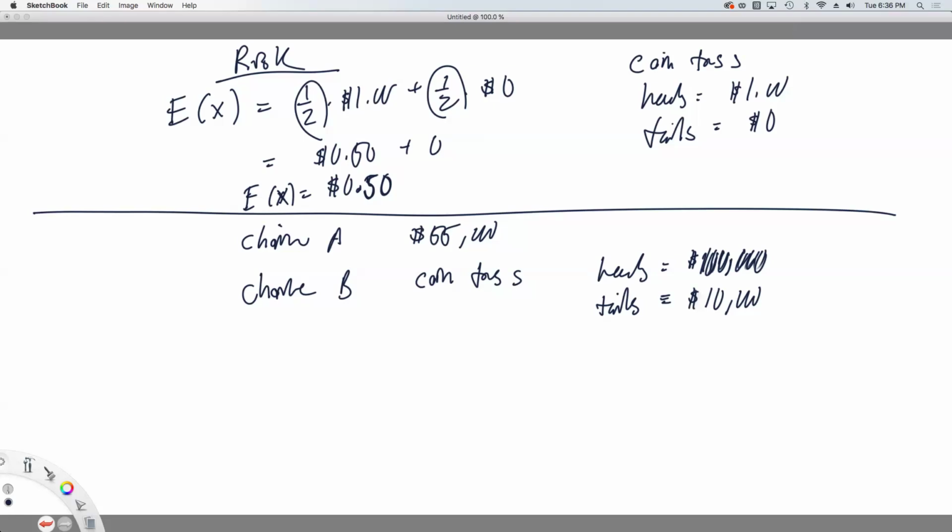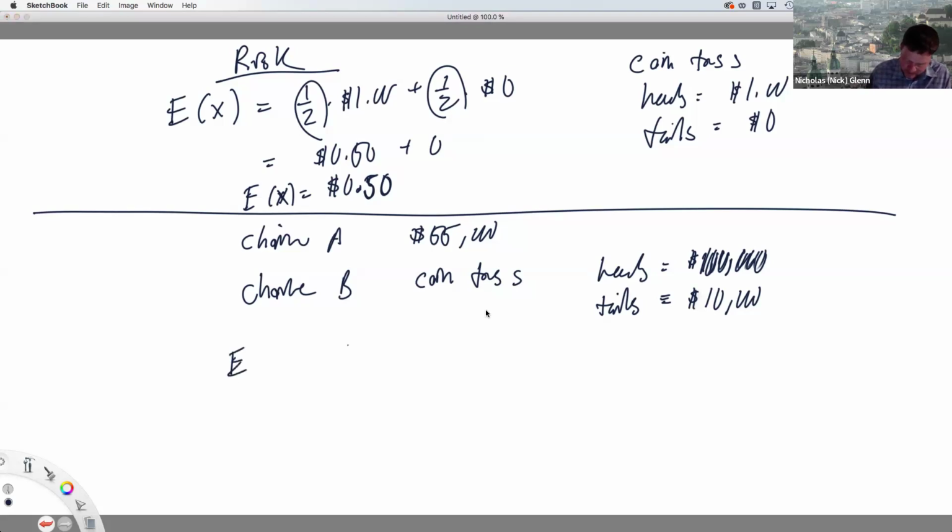Okay. Yeah. So what we're going to see here is that the expected value and this actual value are going to be the same thing. But if you're risk averse, you're probably going to take 55,000, because you're worried. What if it's tails and you only get 10? It'd be great to get this $100,000, but I'll just take the sure thing with 55,000. So let's calculate the expected value of choice B here, and what we'll see is it's actually going to be the same thing, but they're two different choices. They're not the same thing, even though the expected value is the same as the value of choice A.